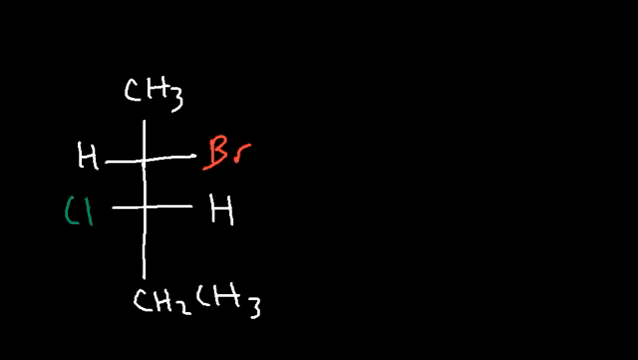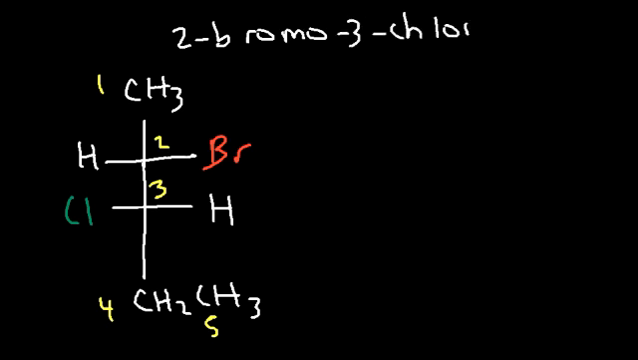So how can we name this compound that is represented using a Fischer projection? So before we focus on stereochemistry, let's get the general name. So this is going to be number 1, number 2, number 3, 4, and 5. So it's 2-bromo-3-chloro, and there's 5 carbons in total, so pentane.